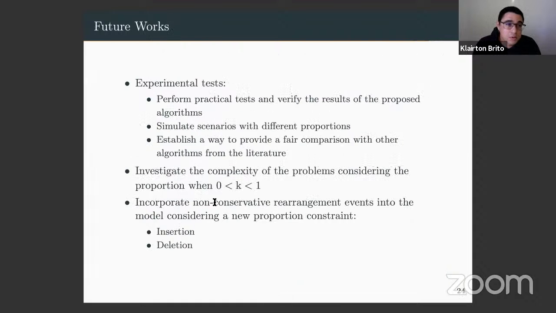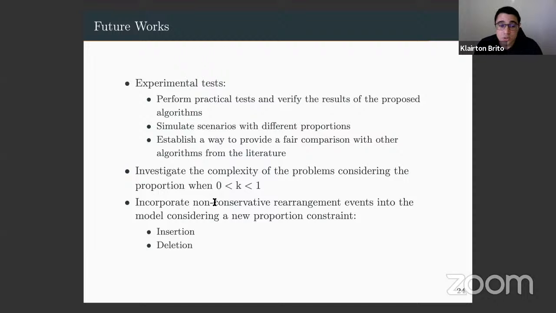Considering now the work that can be performed in the future, we intend to perform experimental tests to compare the practical results of the algorithms proposed in this work with the theoretical results. It's important to simulate the different proportion scenarios in order to check the behavior of the algorithms in these different scenarios. It's also important to compare the algorithms with other algorithms in the literature, but it's important to create a way to provide a fair comparison between them, since the other algorithms do not have the constraint about the minimum proportion.